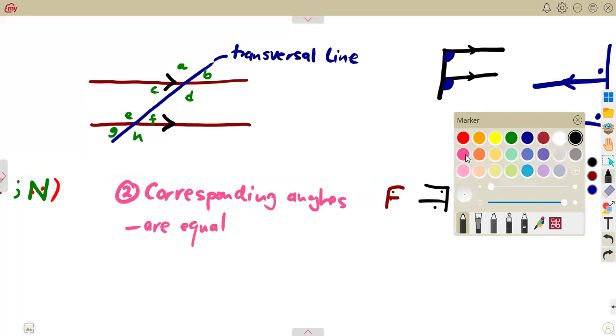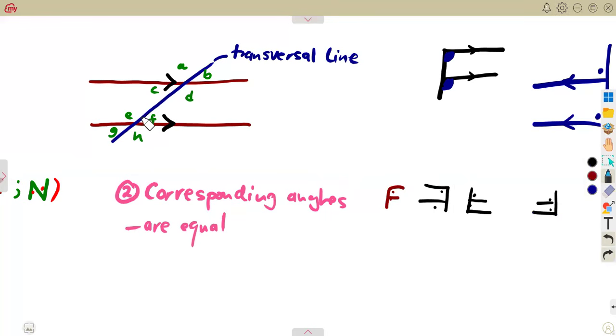So which angles are we talking about from our diagram? We can consider here, like this. That's an F. So you consider angle D and angle H. One is inside, one is outside. So angle D is equal to angle H. You can also consider this F this way, on this other side. So you consider angle F and angle B, one is inside, one is outside. So angle B is equal to angle F.